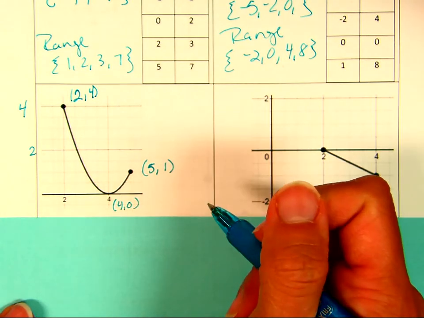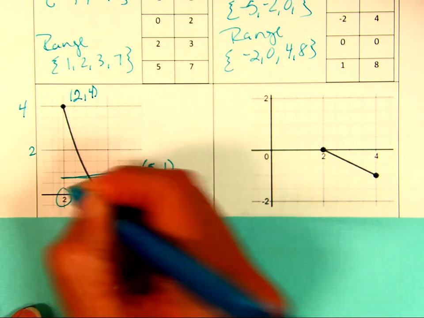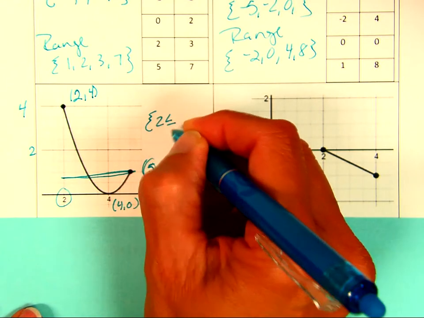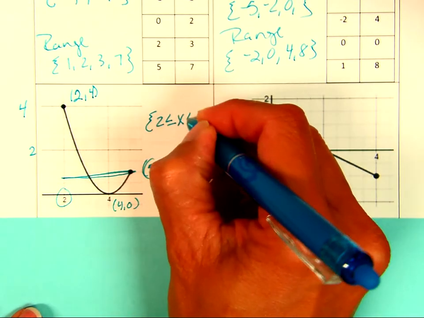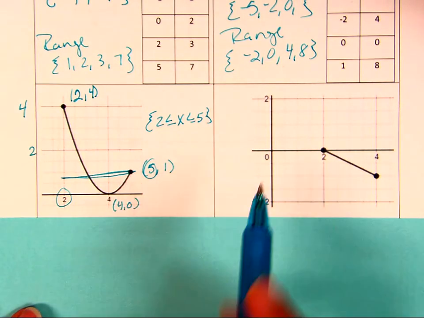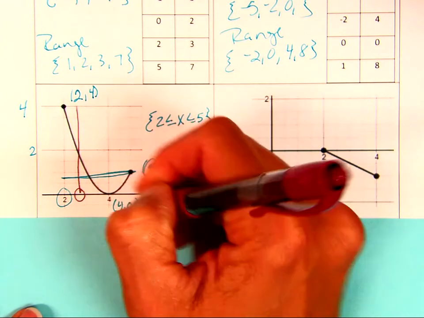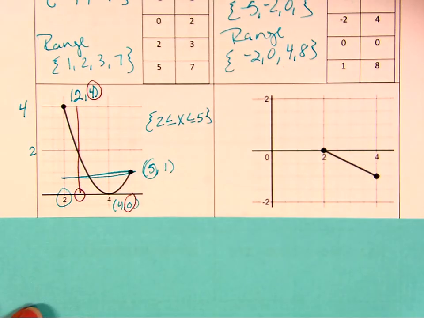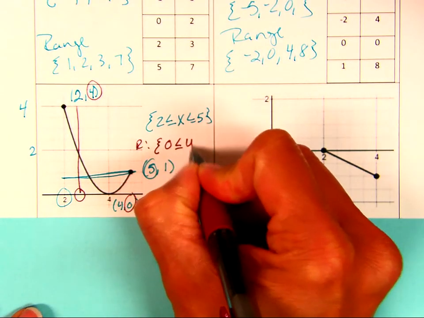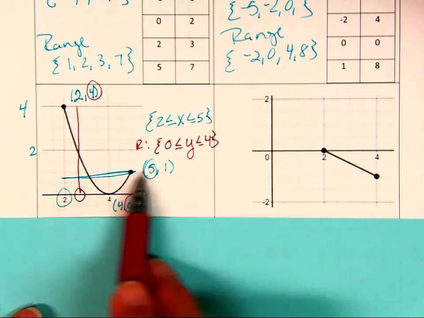Once I have those, then I know that my domain is going to go this way, right? So that's between 2 and 5. So I know that my domain is 2 is less than or equal to, closed circles, x, which is less than or equal to 5. I know that the domain is all the numbers between 2 and 5. For my range, I'm going to go this way. So I'm at 0, right? And I'm at 4. That's my high and low for my range. So my range is going to be from 0, I'm going to use y this time, to 4. Because for range, I'm looking for up or down. For domain, I'm looking for left or right.